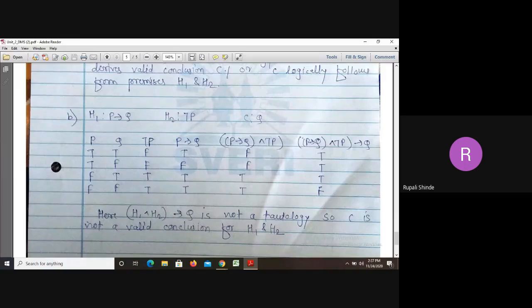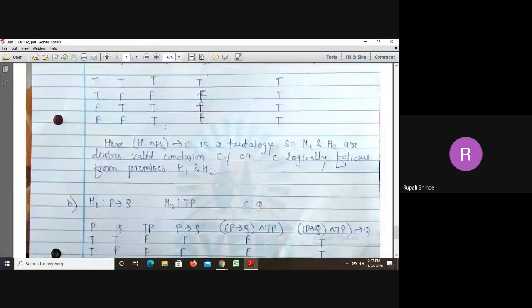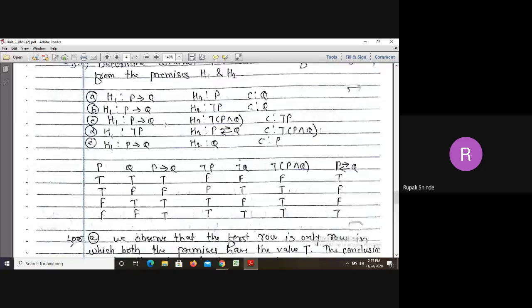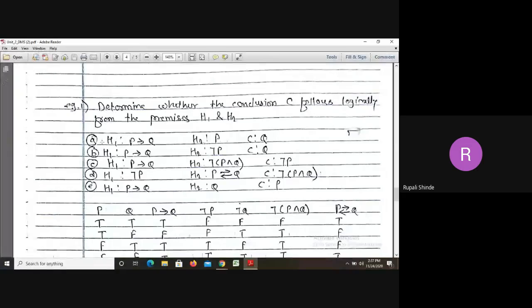Okay. So now the remaining examples you have to try. The same procedure you have to follow. The first two examples we solved. Now check for example C, and check whether conclusion C is valid for the given premises H1 and H2.